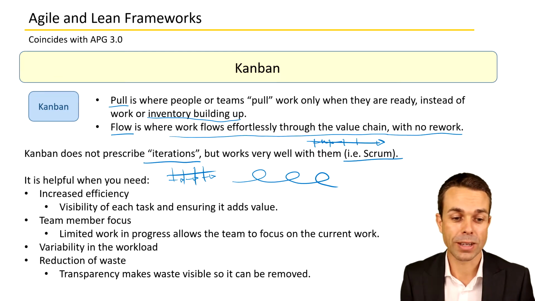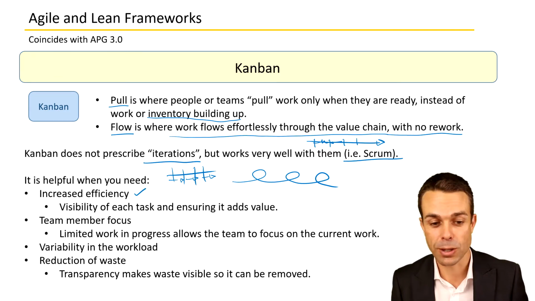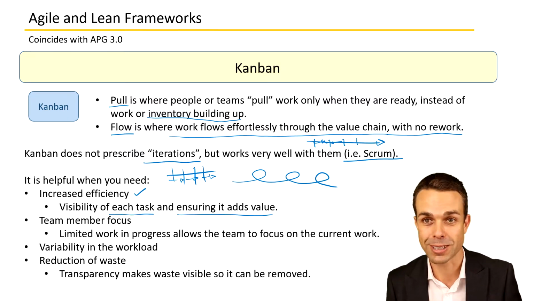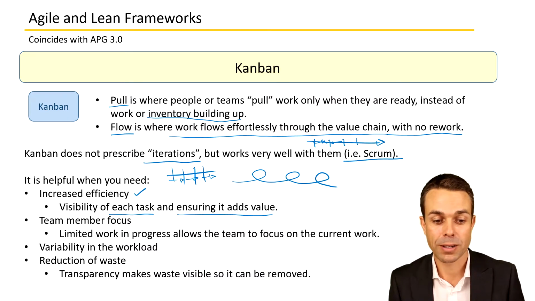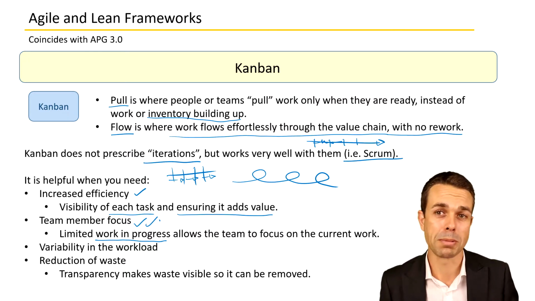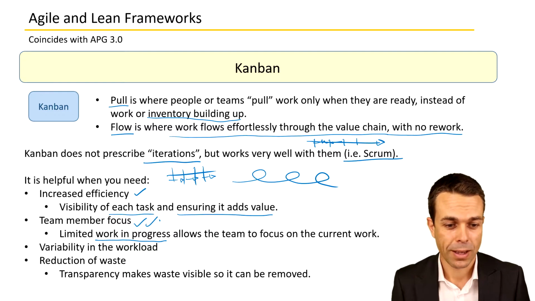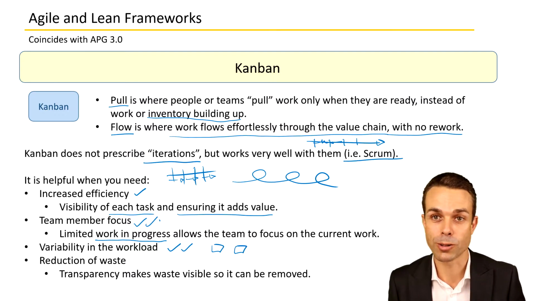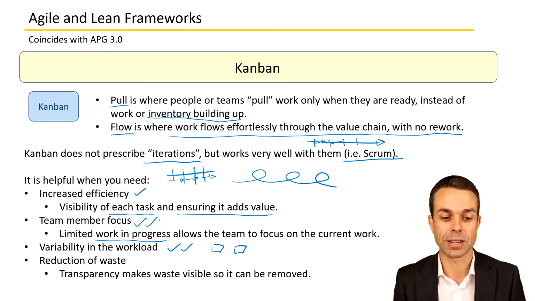It's also helpful when you need increased efficiency, because you get visibility of each task, ensuring that the task adds value, and everyone can see it and is on the same page. Team members can focus on what work is happening, so with limited work in progress on that board at all times, the team focuses on the current work and not on something that might be coming up in a month's time. It helps with variability in the workload, because you can see what's there and limit what's on the board at any one time. And it helps with reduction of waste.